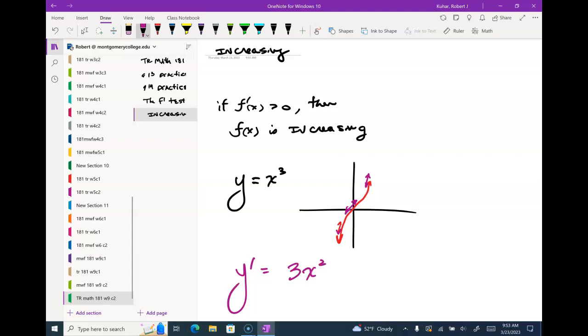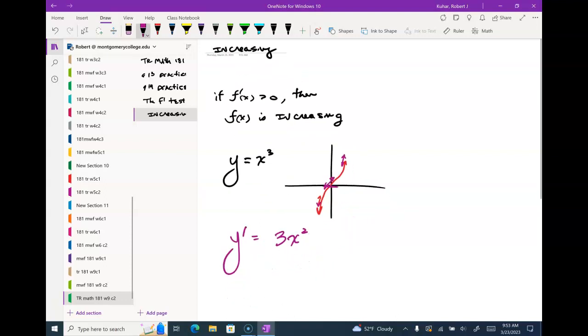3x squared. No matter what x I put in there, what's the value? Positive. If I put a negative in there, it's positive, right? The only weird place where it's not positive is at what value? 0. And there could be a local min or max there. It's a critical value of the derivative, right? In this case, it doesn't happen to be. There is no horizontal tangent line there. You can kind of see it in the graph, right? So that's my increasing piece.